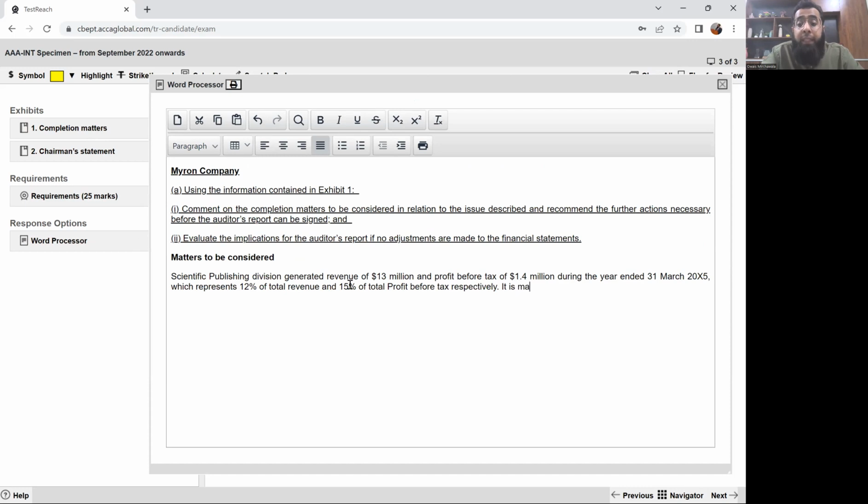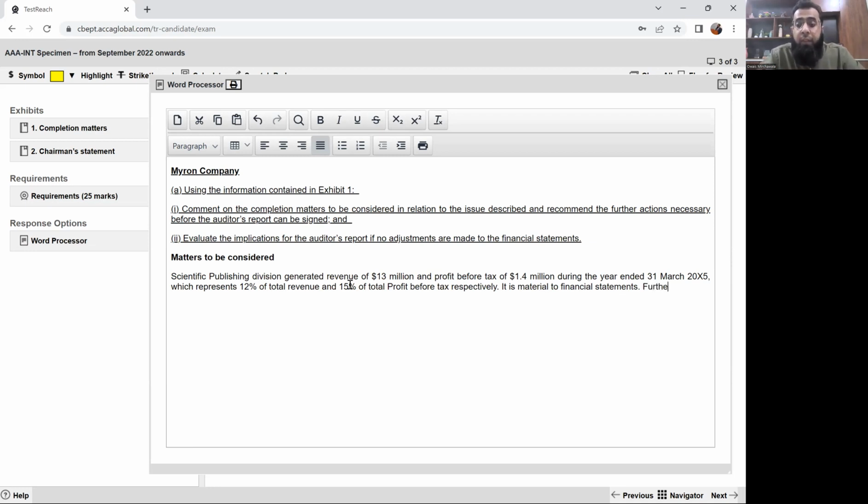It is material to the financial statements. You all know that for revenue, the materiality threshold is from 0.5% to 1%, and for profit before tax, it is 5% to 10%.